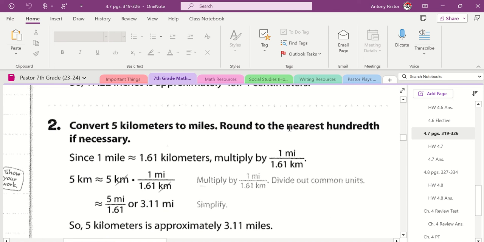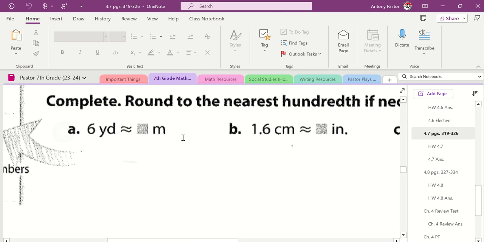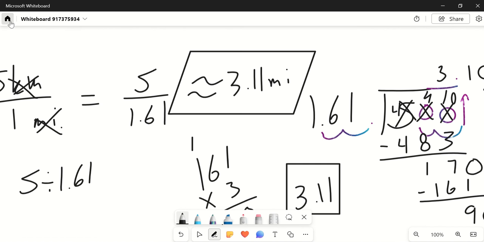And we also did this one in our notes. So we're going to skip this one too. Let's go ahead and use this one as an example. And let's go ahead and clear our whiteboard then.